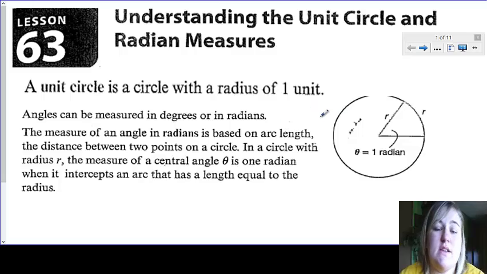Angles can be measured in degrees or in radians. Up to this point, we've only talked about angles being measured in degrees. So what we'll talk about a little bit today is changing them to radians and using them in radians. The measure of an angle in radians is based on arc length, the distance between 2 points on a circle. Okay, so if we're talking about the distance between 2 points on a circle, we're talking about this, and then we would talk about this angle measure as being the 2 points in the distance there. In a circle with radius r, the measure of the central angle theta is 1 radian when it intercepts an arc that has a length equal to the radius.